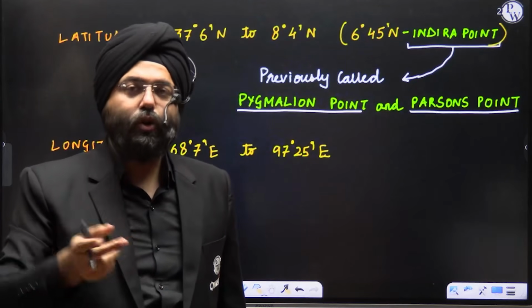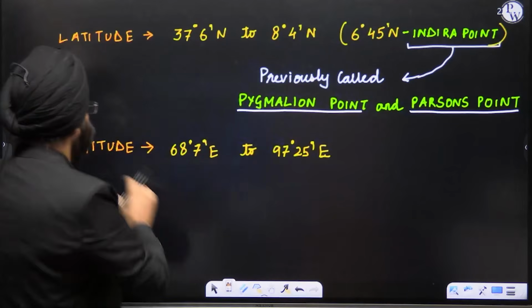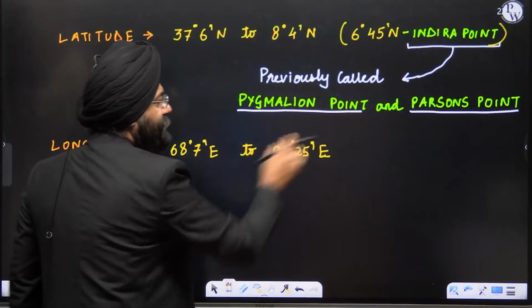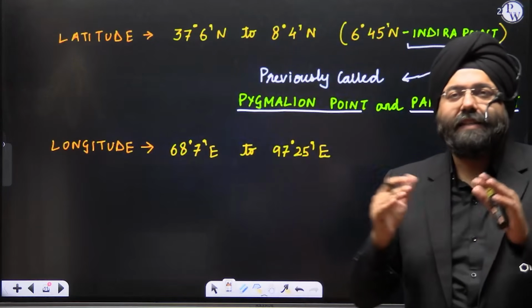So these are the old names of Indira Point. That is the southernmost point of India. With respect to longitude, you very well know 68 degree 7 minutes east to 97 degree 25 minutes east. So this is the latitudinal as well as the longitudinal extent of India.